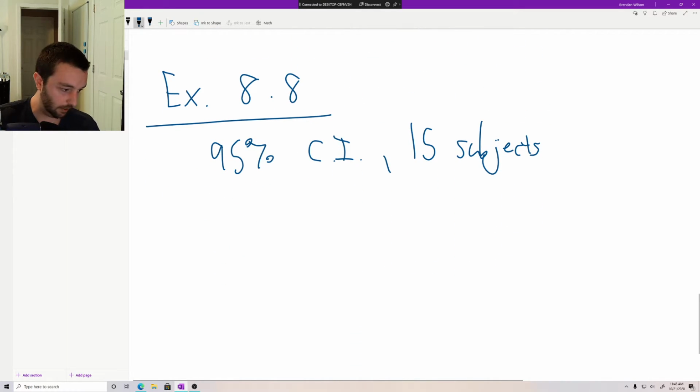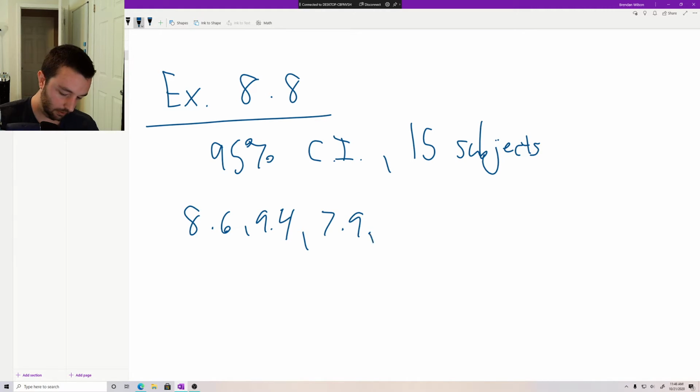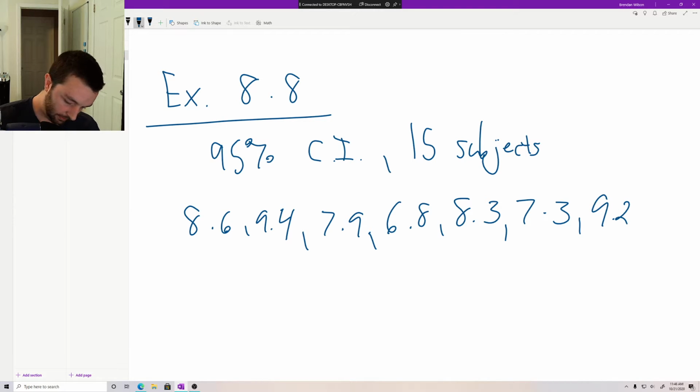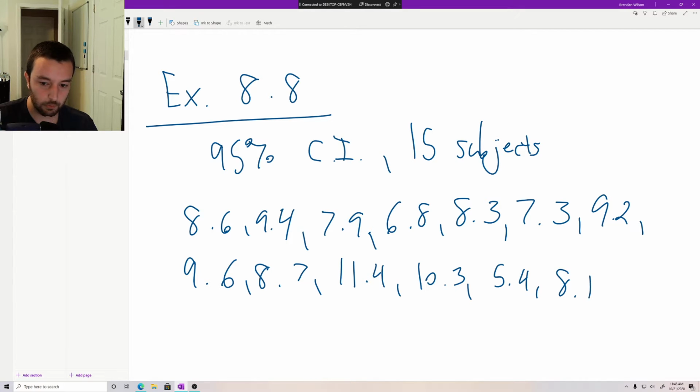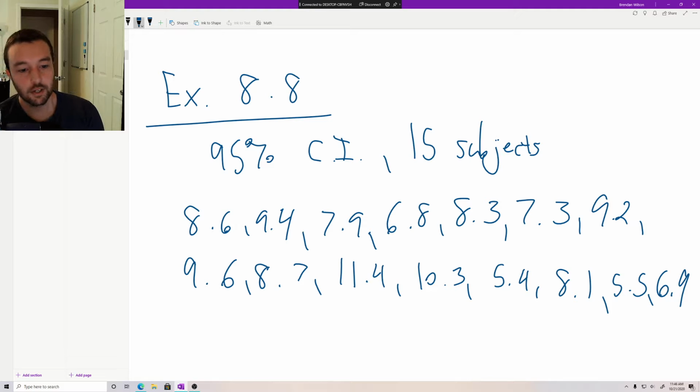8.6, 9.4, 7.9, 6.8, 8.3, 7.3, 9.2, 9.6, 8.7, 11.4, 10.3, 5.4, 8.1, 5.5, 6.9.